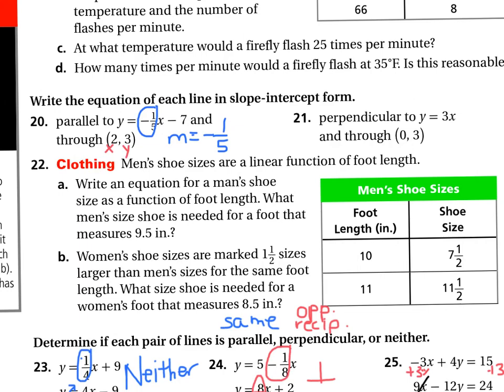In number 21, this line needs to be perpendicular to that, so you're not going to use 3, you're going to use the negative reciprocal of 3. So negative 1/3 will be your slope, and then you'll use the point (0, 3). If you notice though, the point (0, 3), that is your y-intercept, 3. So this equation, without any further work, is negative 1/3 x plus 3.